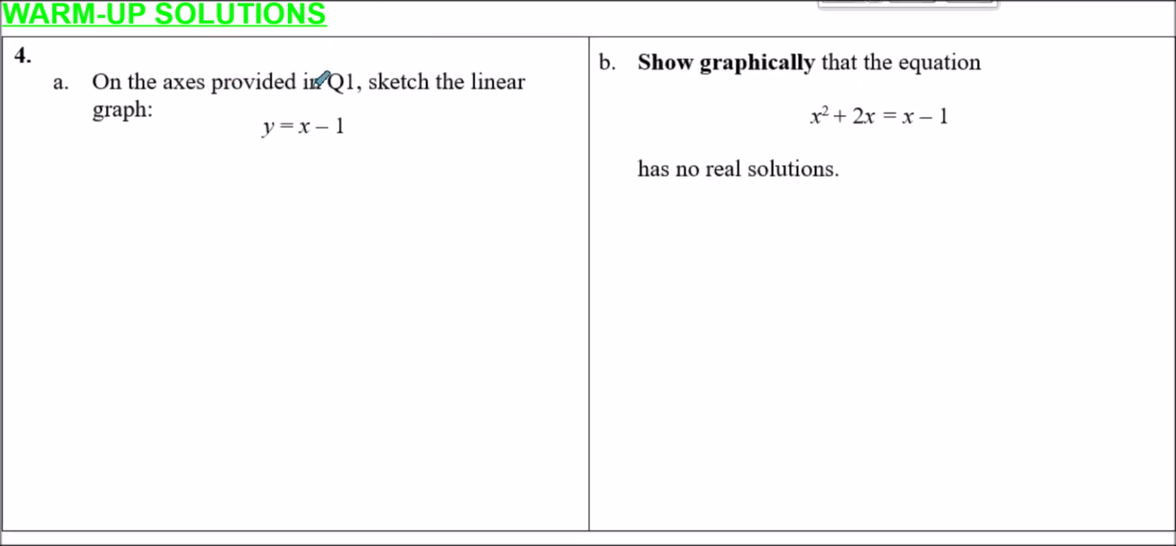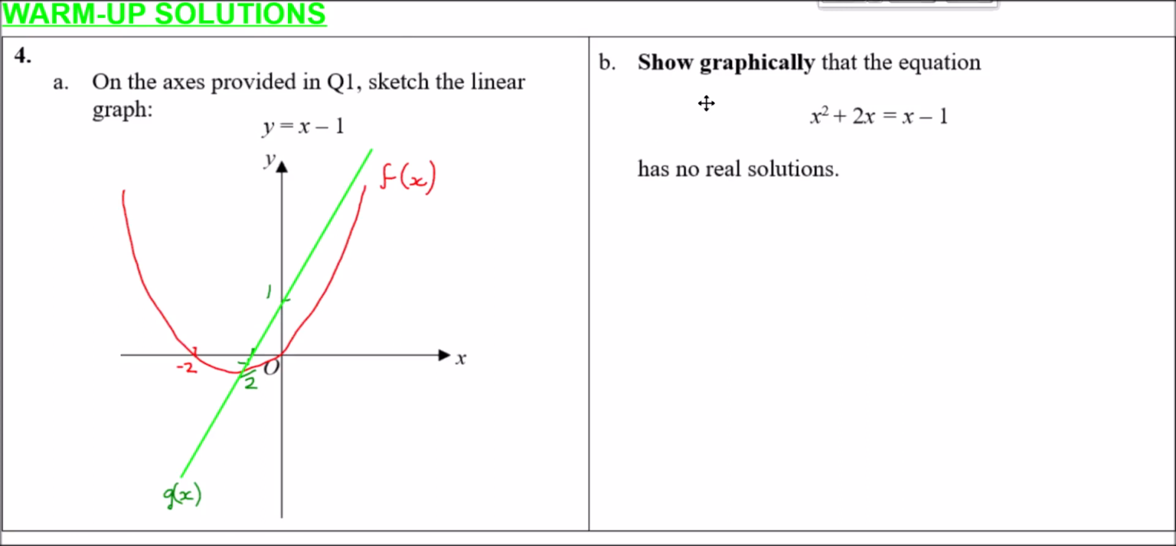Question 4. On the axes provided in question 1, we need to sketch the linear graph y equals x minus 1. And again, what we can do is just remind ourselves of the graph we had from before, which we have here. And now we need to just sketch on y equals x minus 1. So the y-axis intercept for this one is going to be at minus 1, quite obviously. So it's going to start down here. That's going to have a positive gradient. And so if I do this in blue, okay, the key being this is y equals x minus 1, it's going to start through minus 1 and have a gradient of 1, which is less steep than this green line, which was 2x plus 1, which has a gradient of 2. So it's going to be something a bit like this.